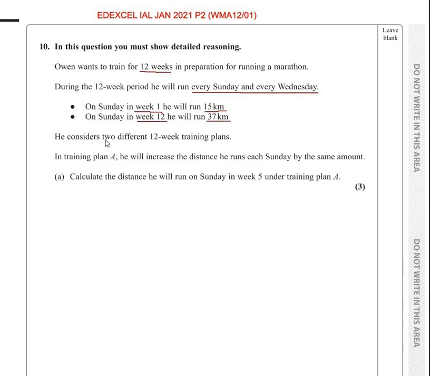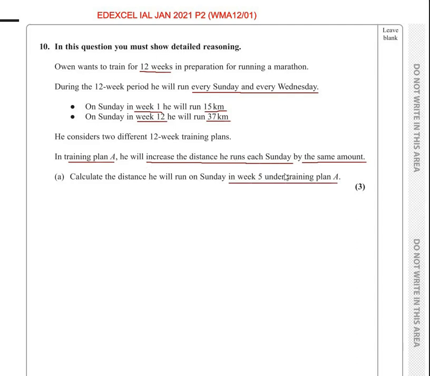He considers two different 12-week training plans. In training plan A, he will increase the distance he runs each Sunday by the same amount. Calculate the distance he will run on Sunday in week 5 under training plan A.